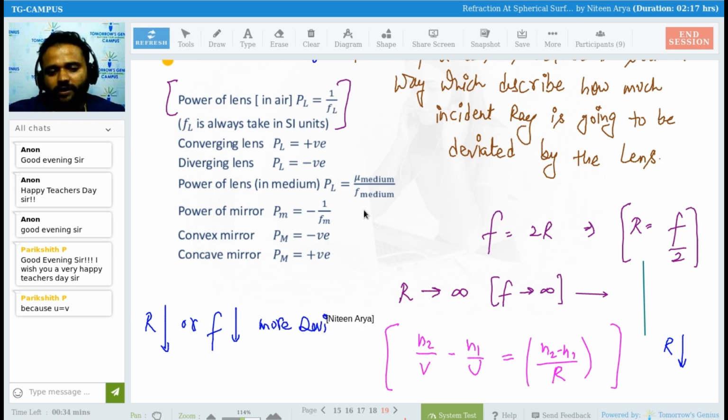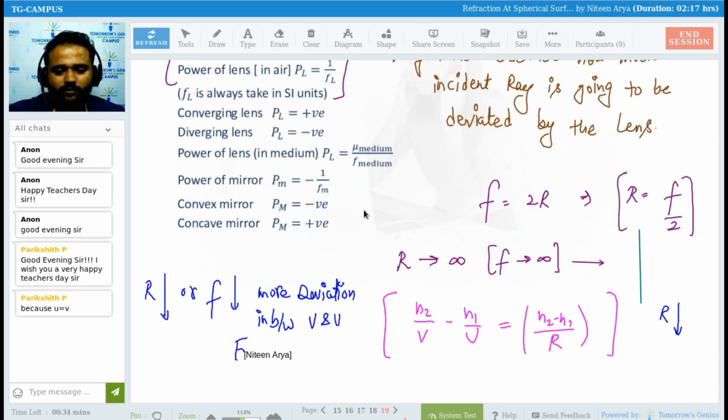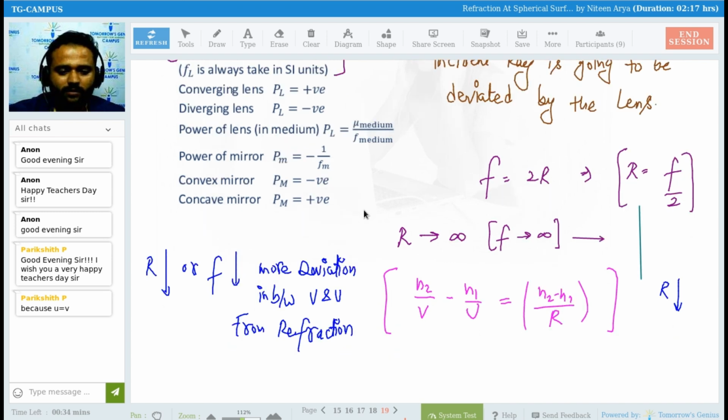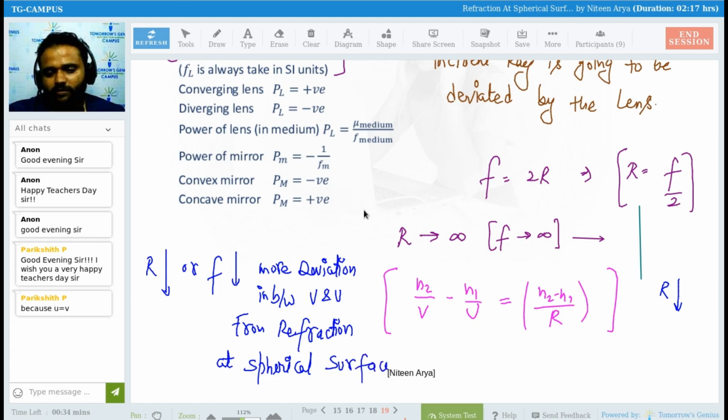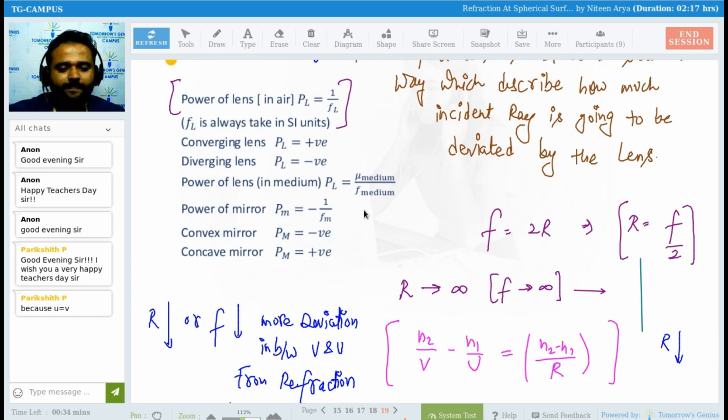More deviation between V and U from refraction at spherical surfaces. Is this clear, beta? Clear?